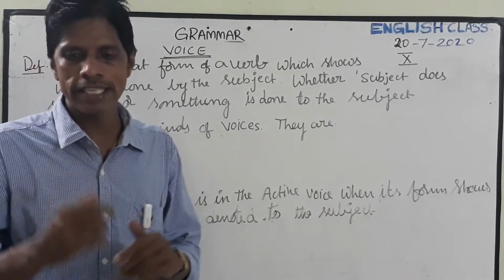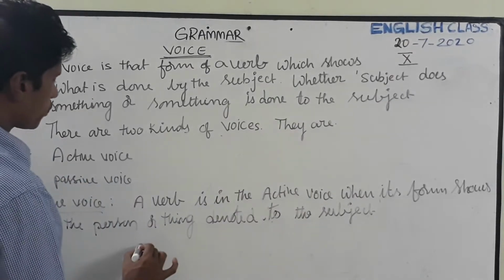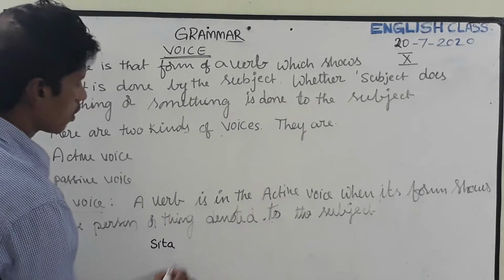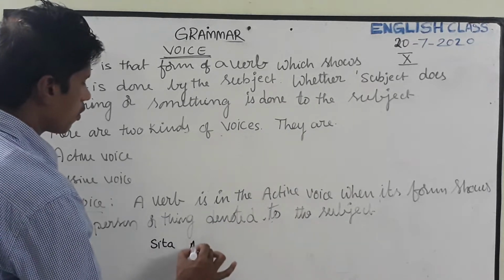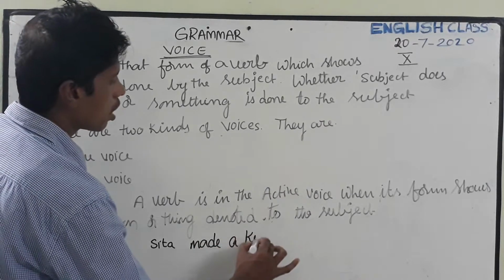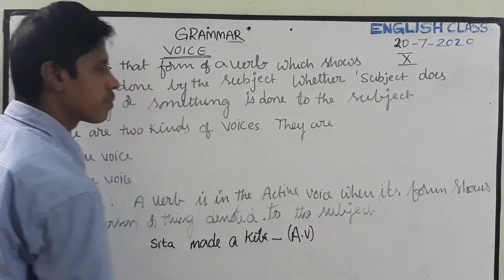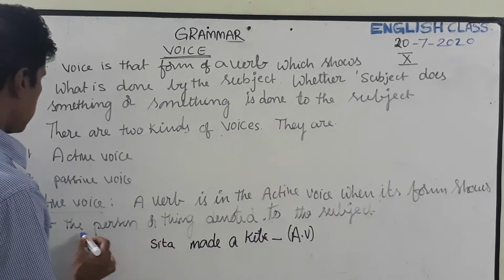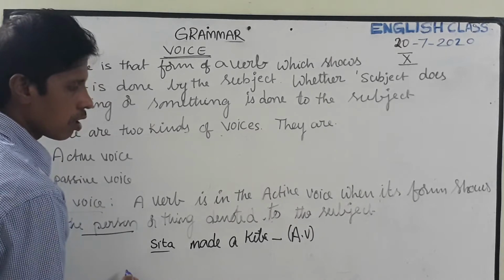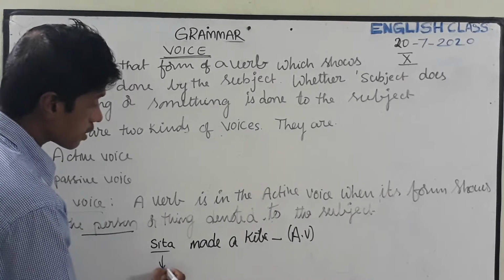For example, Sita made a kite. So this is an active voice, my dear children. The person or thing denoted is the subject. Here the subject is Sita.